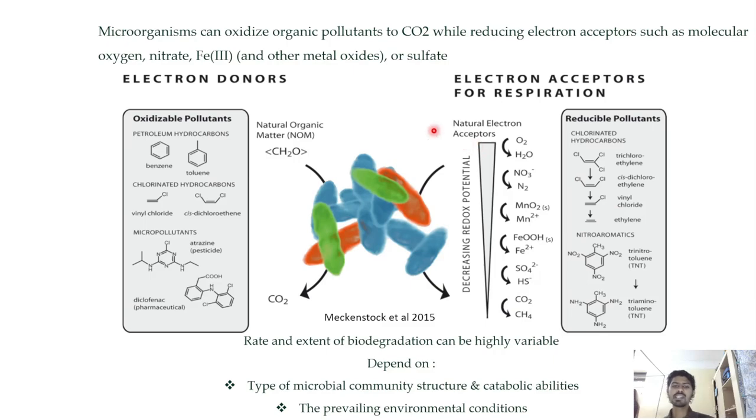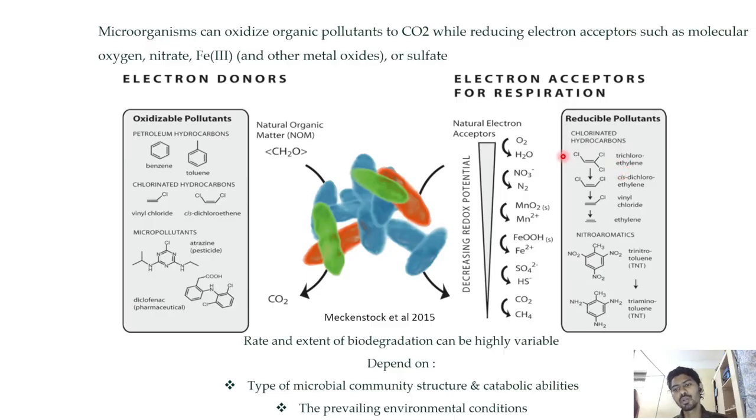So what happens in general is that the microorganism will oxidize the pollutant and convert it into CO2, and they release electrons, which are captured by the electron acceptors and converted into a non-toxic form. So what happens to this pollutant? For example, we will take the chlorinated hydrocarbon, one of the important ones being trichloroethylene.